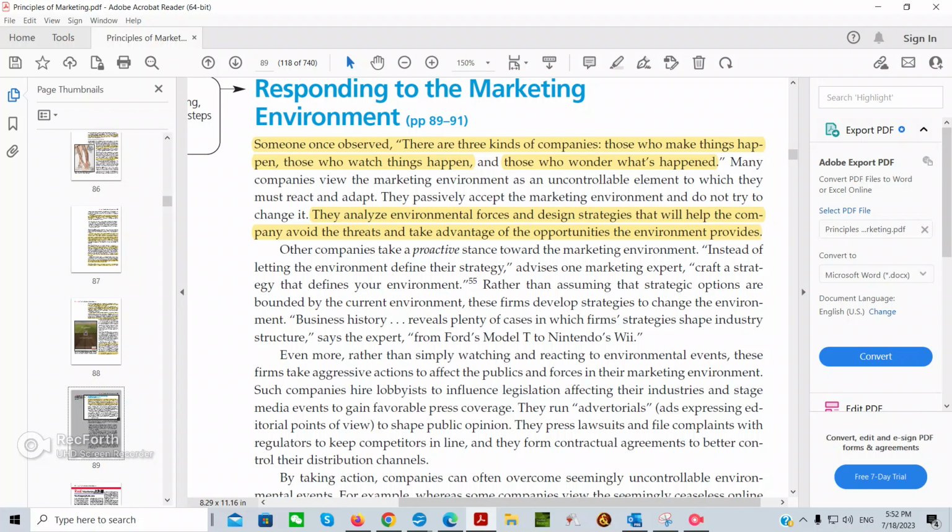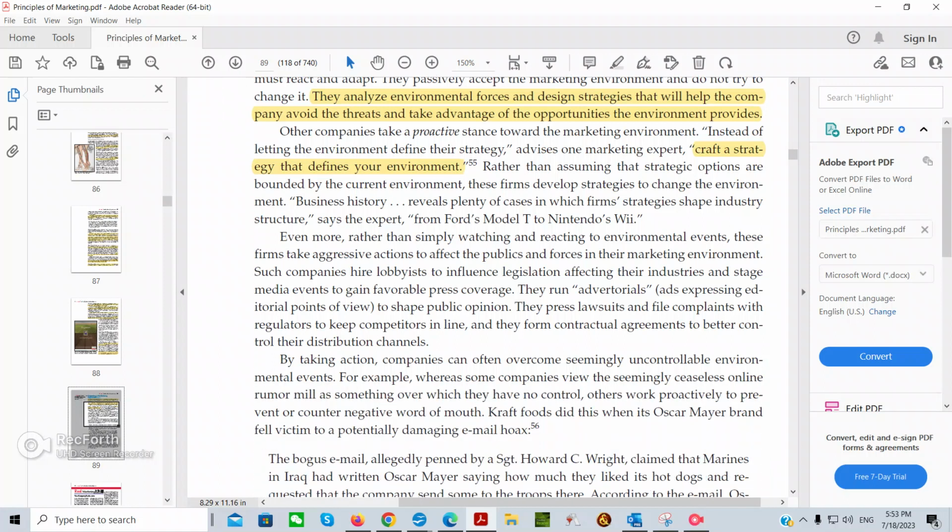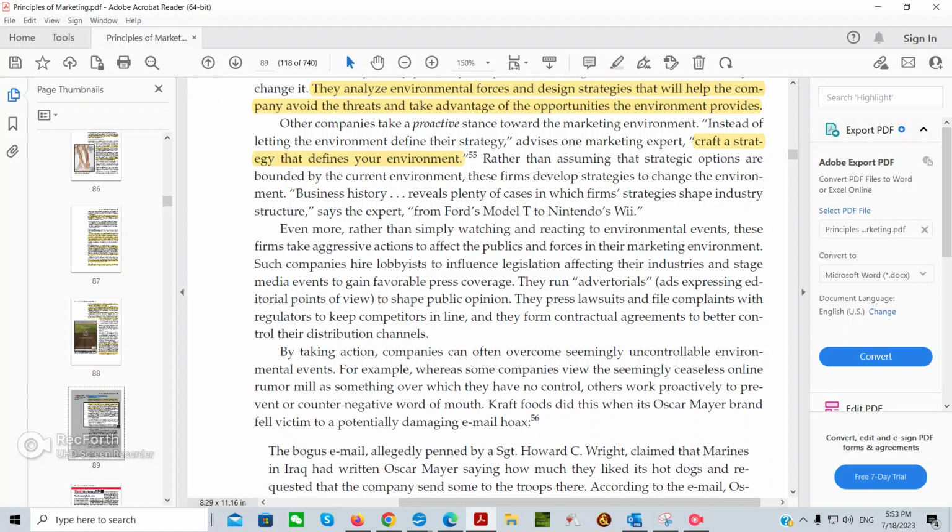Other companies take a proactive stance toward the marketing environment. Instead of letting the environment define their strategy, advises one marketing expert, craft a strategy that defines your environment. That's a very clever statement. That's good. Rather than assuming that strategic options are bounded by the current environment, these firms develop strategies to change their environment. Business history reveals plenty of cases in which firms' strategies shape industry structure, says the expert, from Ford's Model T to Nintendo's Wii.